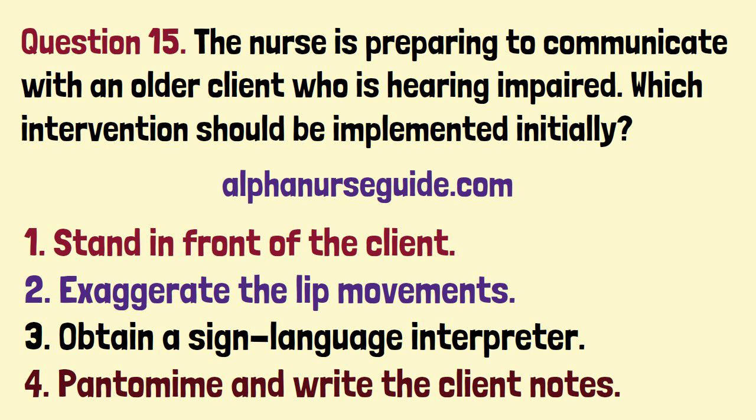Question 15. The nurse is preparing to communicate with an older client who is hearing impaired. Which intervention should be implemented initially? 1. Stand in front of client. 2. Exaggerate the lip movements. 3. Obtain a sign language interpreter. 4. Pantomime and write the client notes.